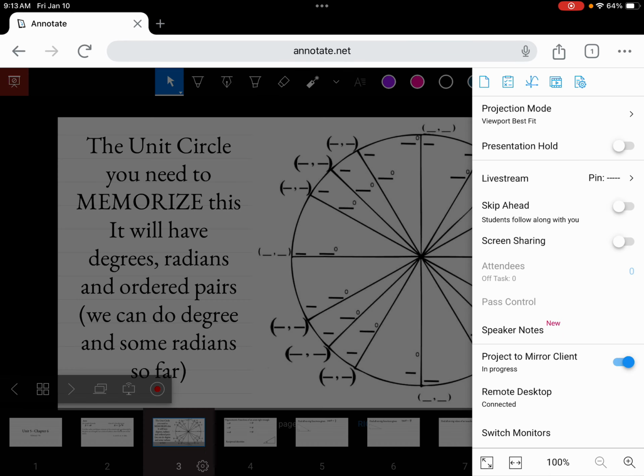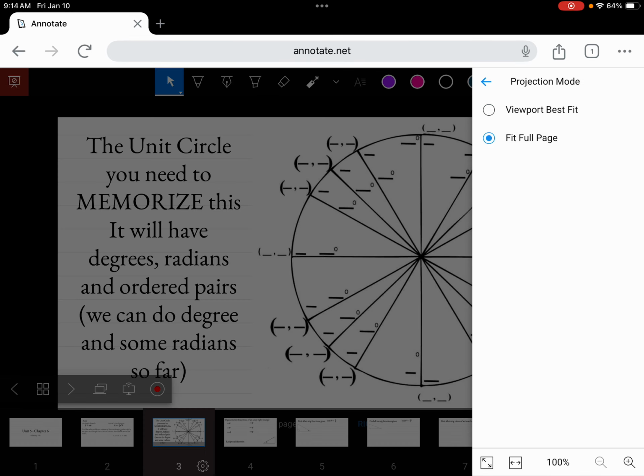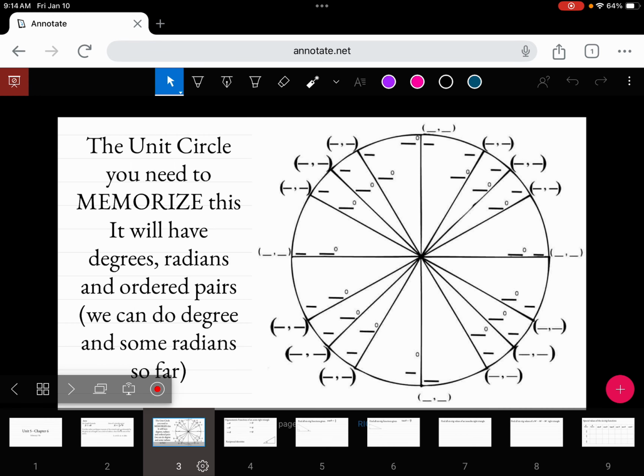Yay! Got it. Now they're talking to each other. Love it. So we can't do everything on here yet, but we can do degrees and we can do the radians. We should be able to do all the radians, not some.